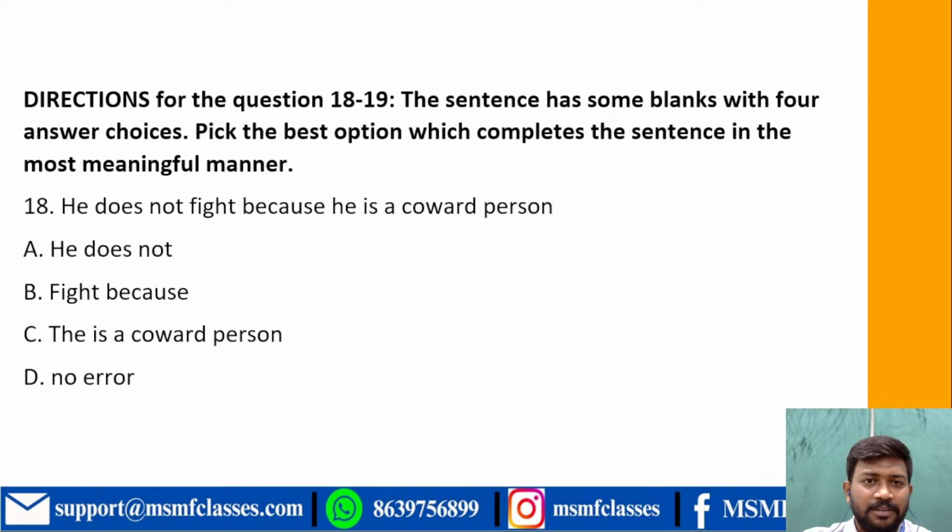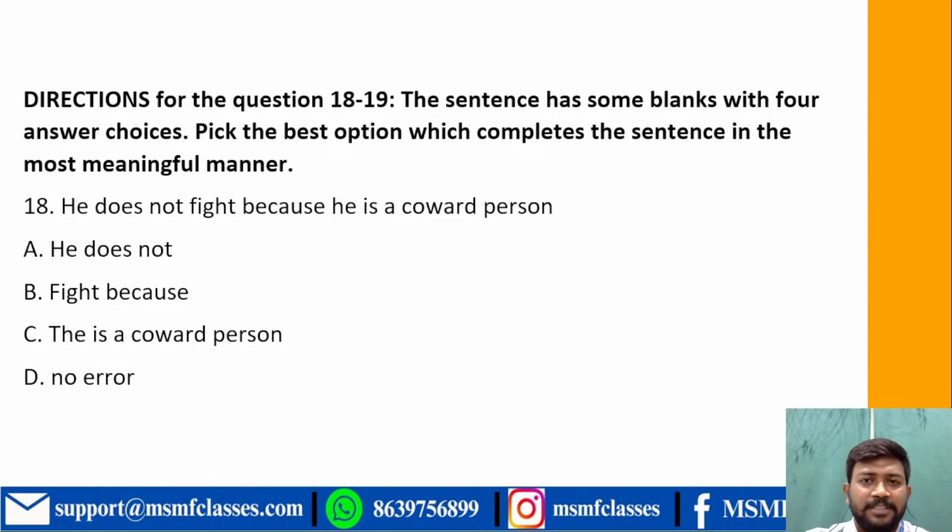He does not, or fight because, or he is a coward person, or no error. Where is the error in this sentence? So I am asking where is the error in the given sentence? Yeah, exactly, it should be because he is a coward person. Option C, he is a coward person. Then what should it be? Can we use coward person here?